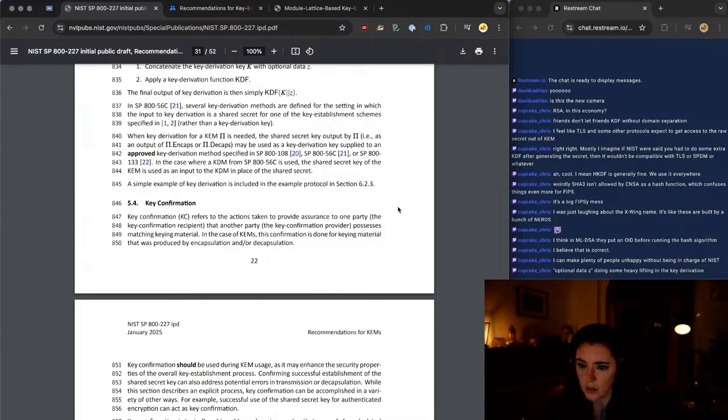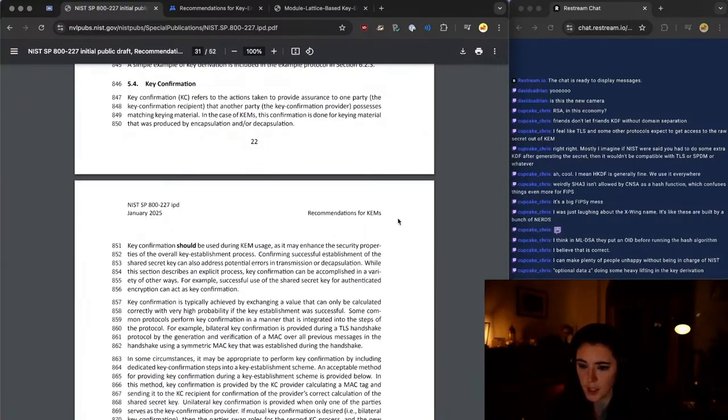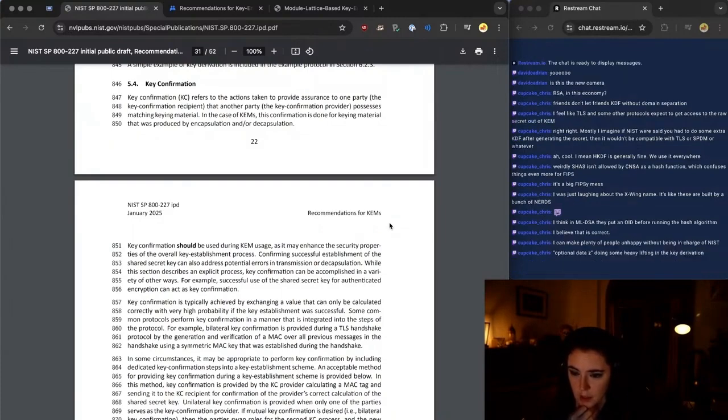Section 2. Nope, we haven't done that yet. All right, key confirmation. That's where you're using the MAC and all that. Changing value can only be calculated correctly with high probability if the key establishment is successful. Yeah.